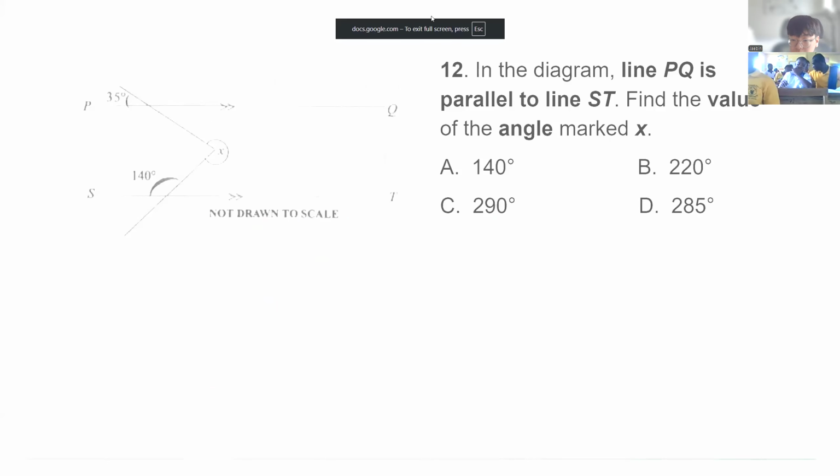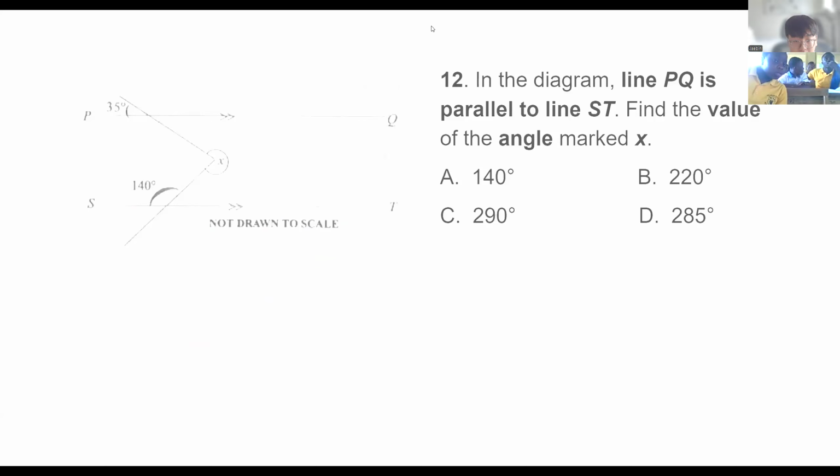So let's look at this question that we have on the board. Question number 12. In the diagram, line PQ is parallel to line ST. We need to find the value of the angle marked as x. So we're finding this angle right here.